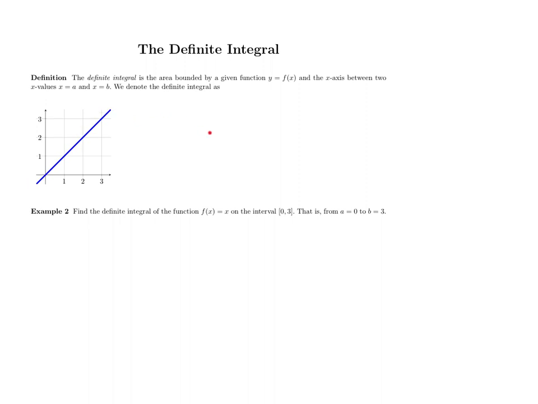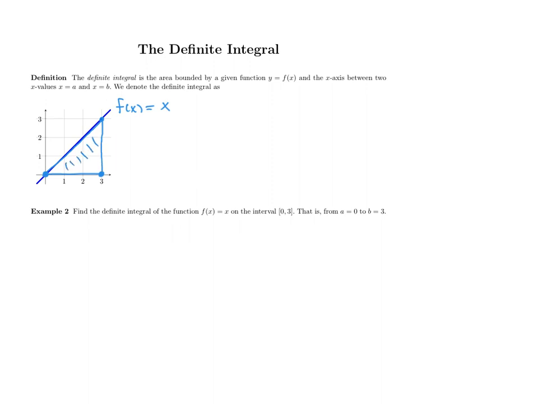Here I have a function f of x is equal to x. I want to find the definite integral of this function on the interval from 0 to 3, that is a starting at 0 and b ending at 3. I'm first going to draw that in here. So here is the function f of x is equal to x. Here is the starting point, and here's the ending point, and I want the area that's bounded by the x-axis and the function from here to here. This is the area. It is bounded by the function and the x-axis.